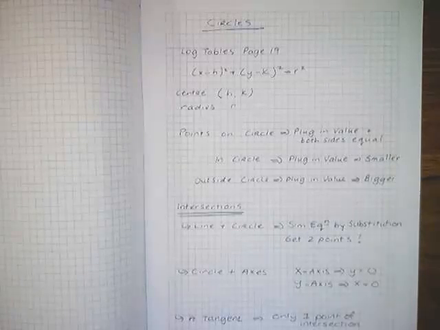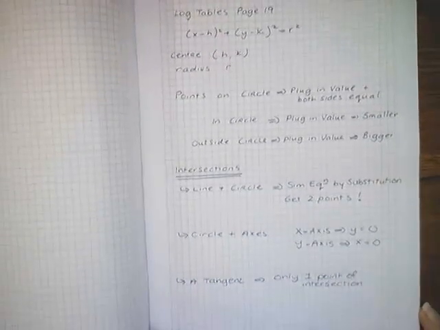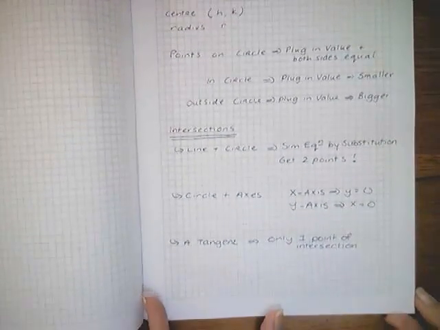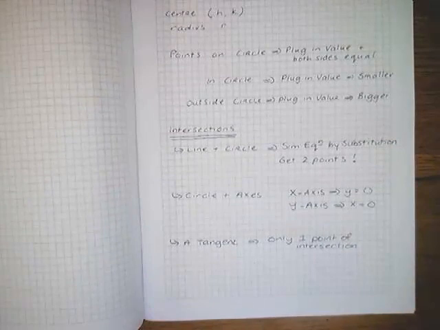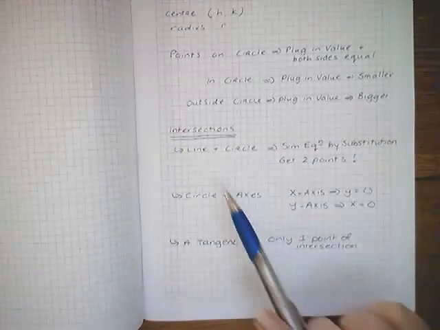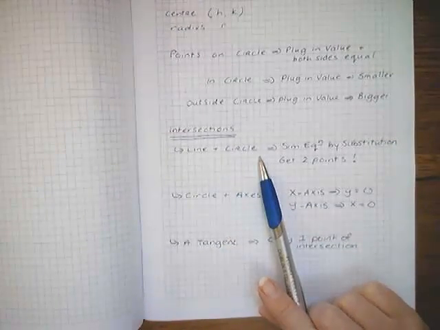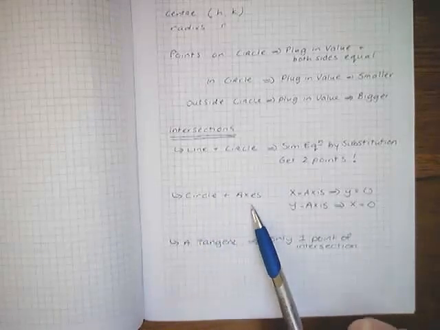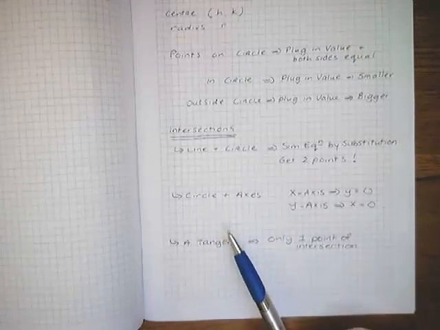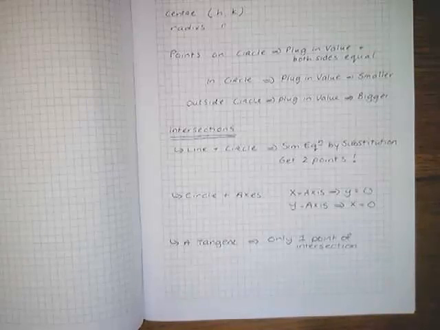Also, to do with circles, you have to do intersections. In terms of intersections, you will have 3 options. You will intersect a line and a circle, or a circle and an axis, or you will have to show that something is a tangent. If you are doing a line and a circle, it's basically a pair of simultaneous equations, and you are going to solve them by substitution.